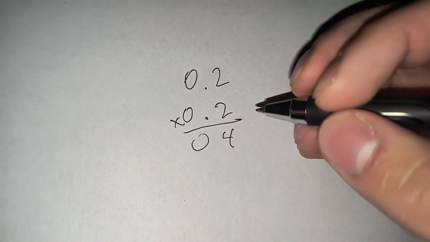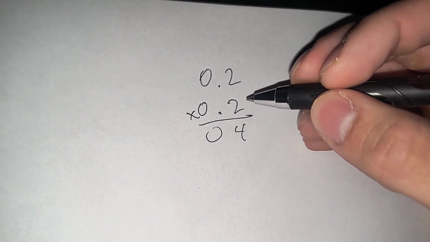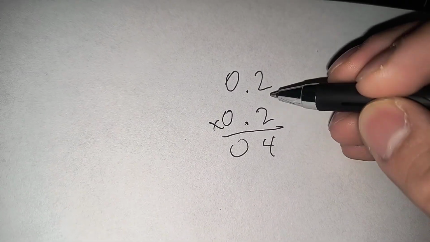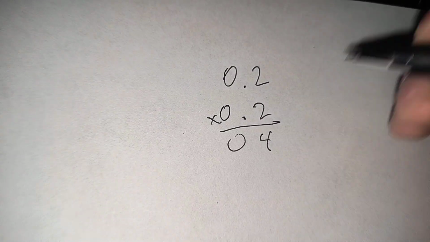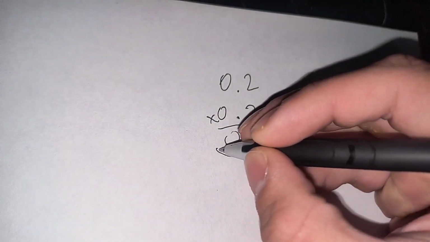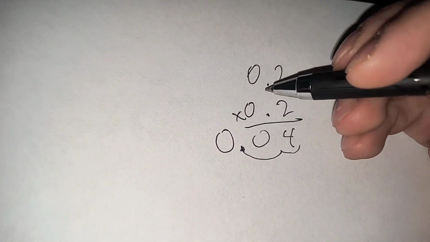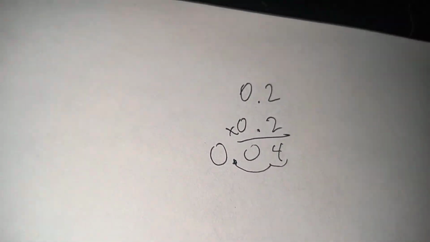We have to figure out where to put the decimal point. And the way we figure it out is that we see how many decimal place values there are. There's 1, 2. And then we go 1, 2, and we put the decimal point right here, right? Well, why don't we just break it down like this? The reason goes a bit like this.